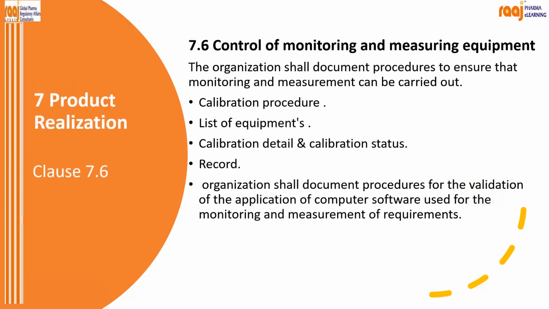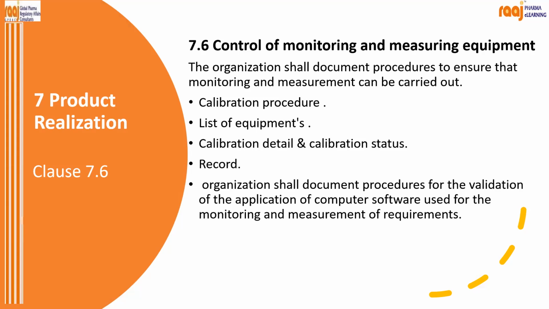Then come to your control of monitoring and measuring equipment. The organization shall document procedures to ensure that monitoring and measurement can be carried out, like calibration procedures, list of equipments, calibration detail, and calibration status record. The organization shall document procedures for the validation of the application of computer software used for the monitoring and measurement of requirements.